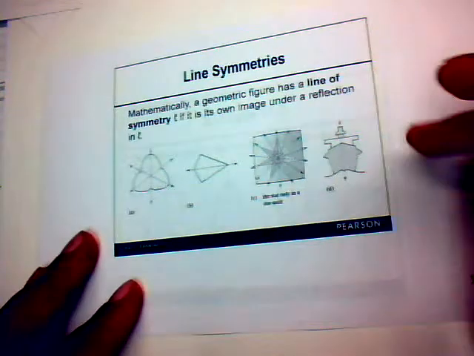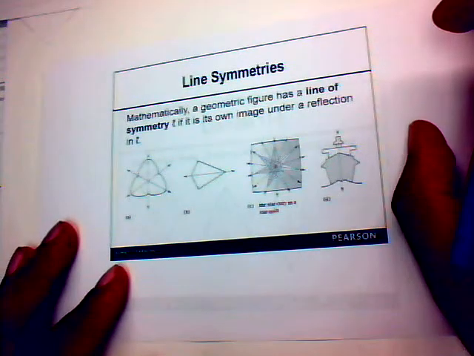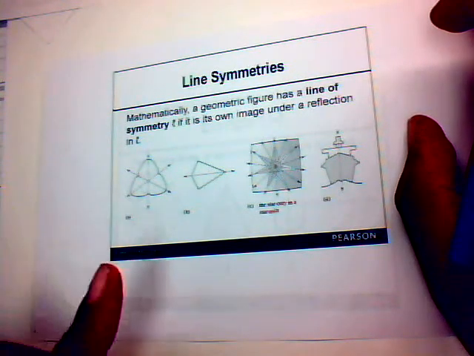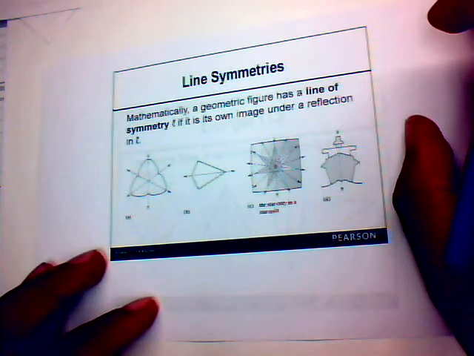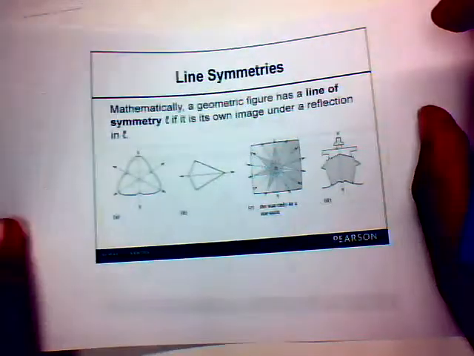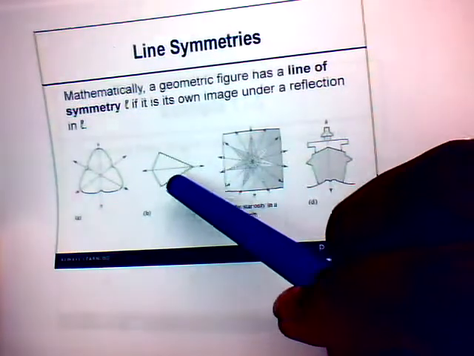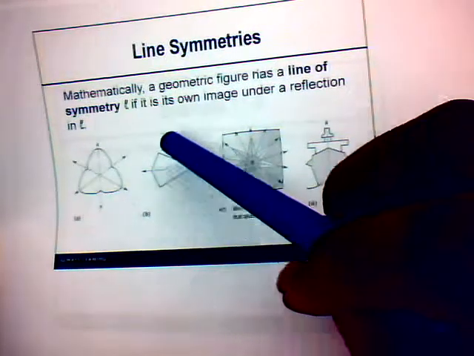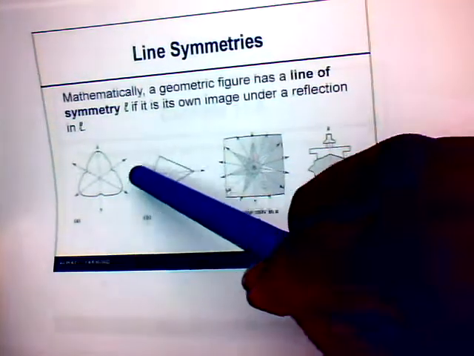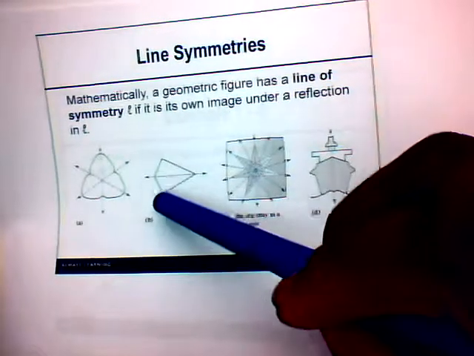And I'm going to briefly talk about what line symmetries are. Mathematically, a geometric figure has a line of symmetry called L if it is its own image under a reflection in L. And these are just some examples of what line symmetries are. A line of symmetry is just a line drawn in such a way that one side is a reflection of the other. Like this one right here. If I draw a line going this way, like this, the left side has the mirror image of the right side, or the top has a mirror image of the bottom.